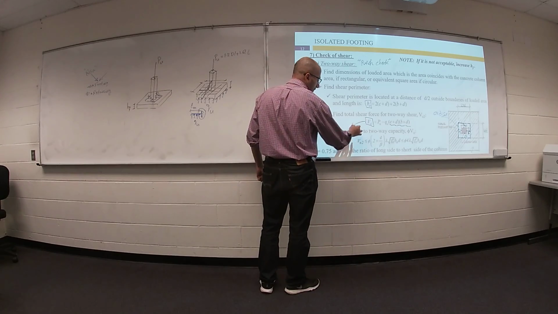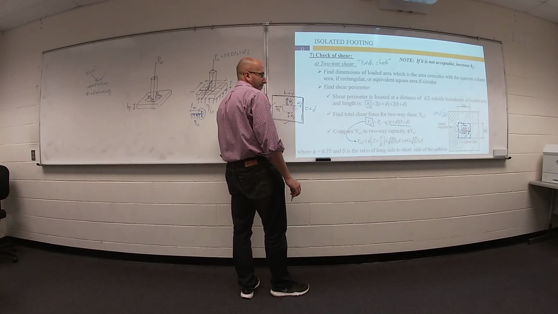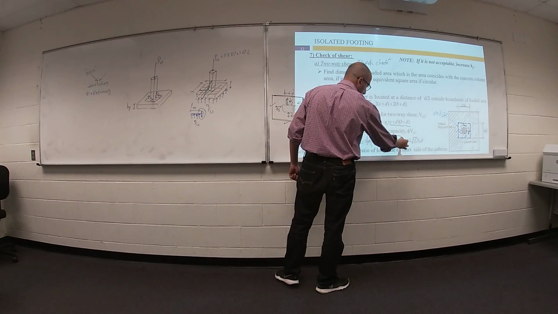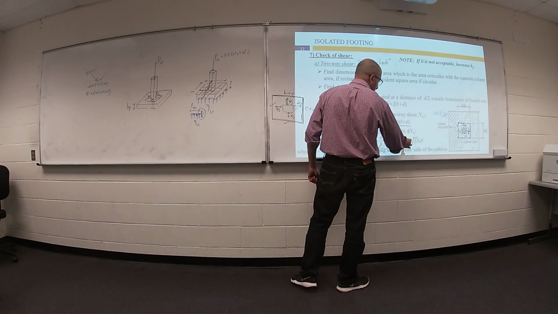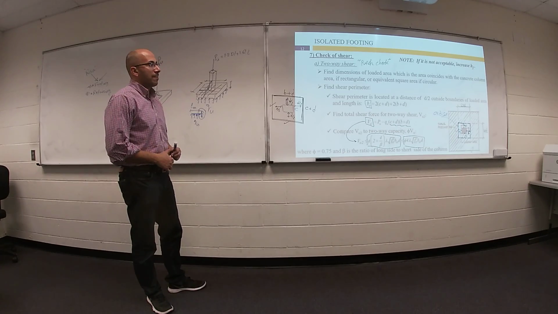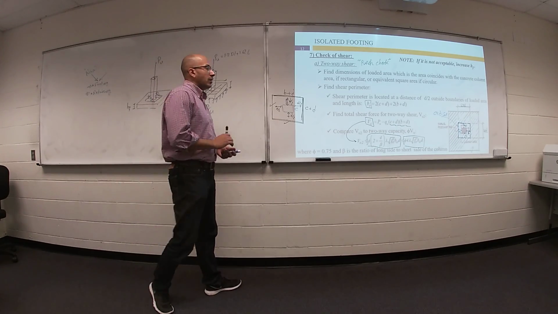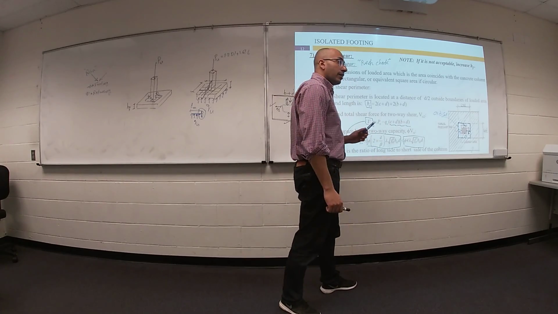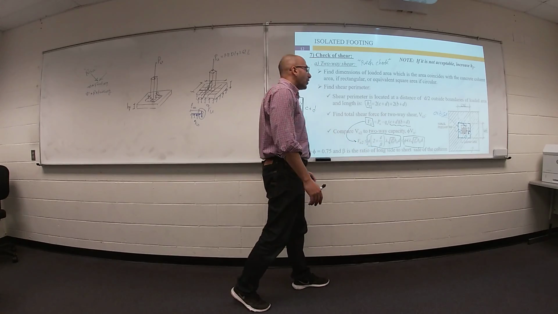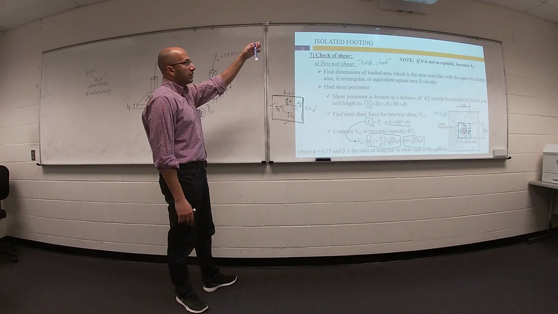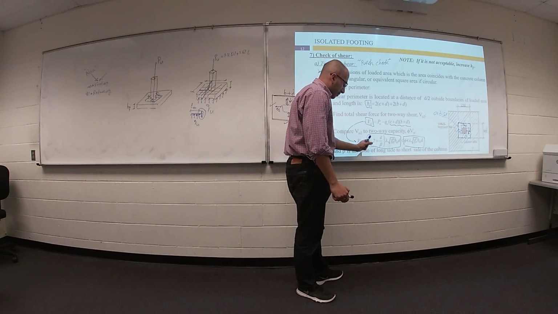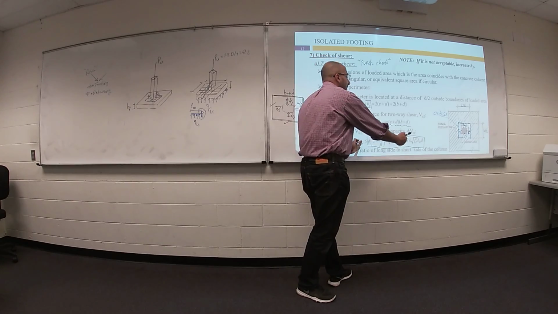Then this value, V ultimate 2, must be smaller than or equal to this equation. If it is smaller than or equal, the punch is safe. If it's greater than, that means it punches, and you can expect punch from the column into this footing. So this value must be smaller than or equal to the resistance value.